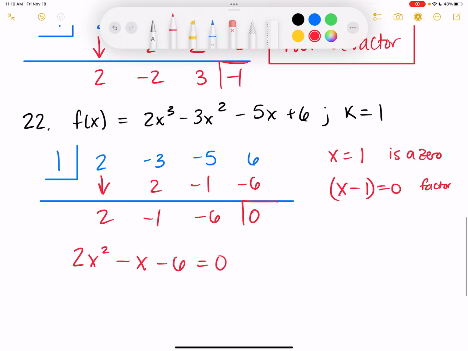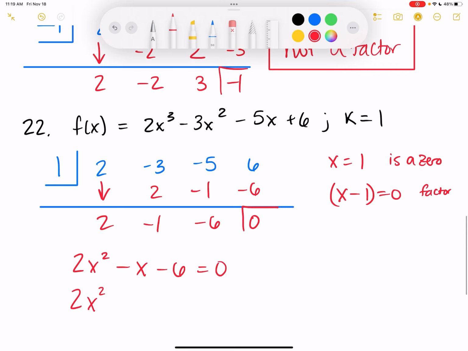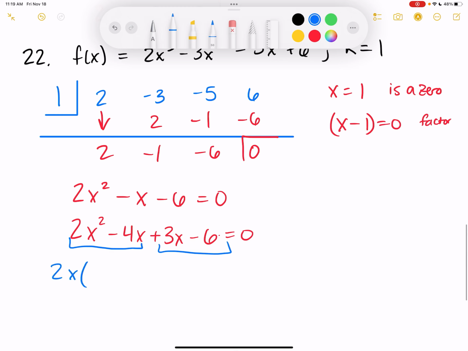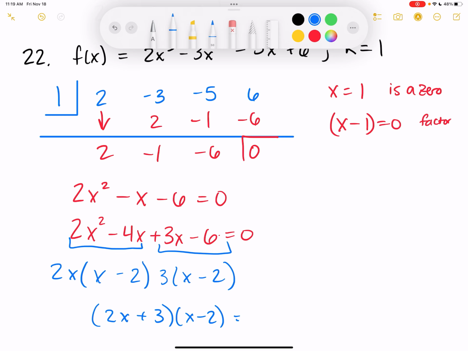So factors of negative 12 that add up to negative 1. Yeah, 3 and negative 4. So 2x squared minus 4x plus 3x minus 6. Or Ethan's other fancy way. So I'm taking out a 2x, so that gives me x minus 2. Take out a 3, x minus 2. So 2x plus 3 times x minus 2 equals 0.